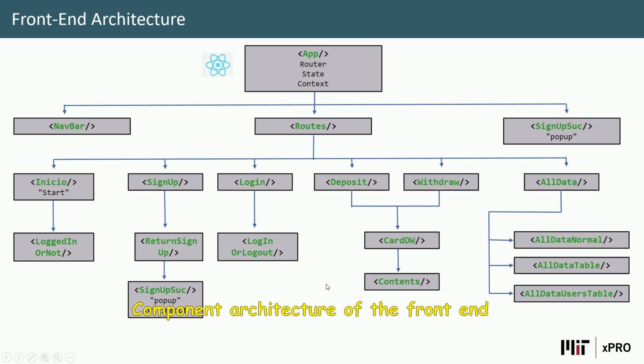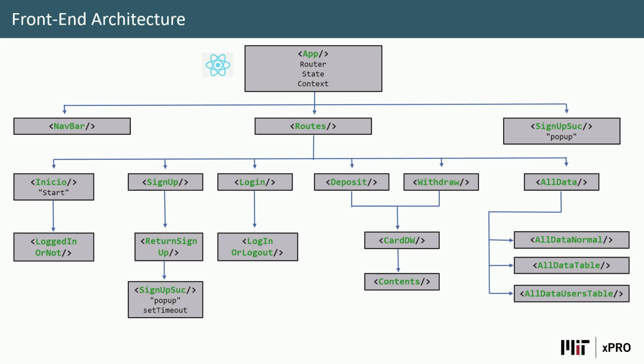Here's the diagram, which shows pretty much the same. At the top level, it's the app with the router, state, and context. Then we have the navbar, routes, and the pop-up component. Then all the routes, we have the landing page, sign up, login, etc. And finally, we have the smaller components or subcomponents, if you will. And as you can see, it's very simple.